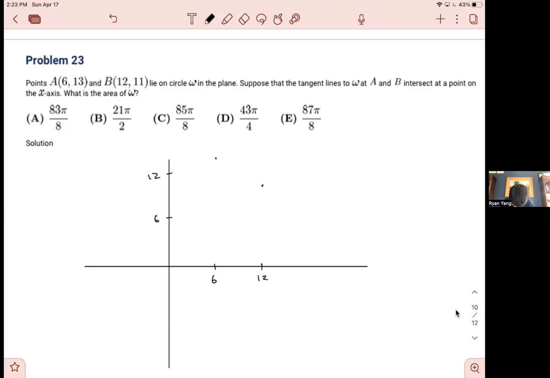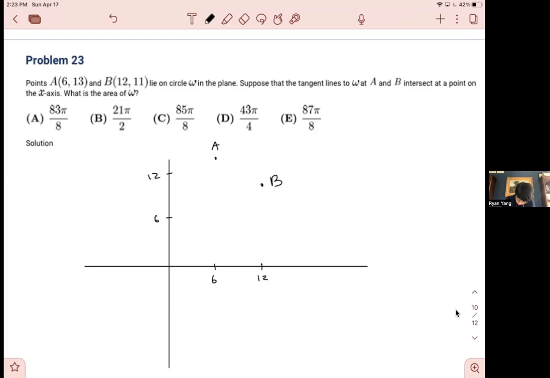So if we sketch out these 2 points, okay, so we have points A and B, and basically we're trying to find some omega. We can restate this as trying to find a circle omega such that the tangent lines to omega at A and B intersect at a point on the x-axis.